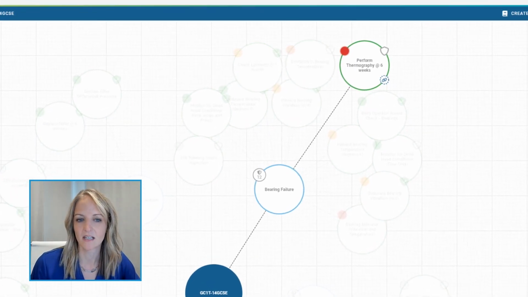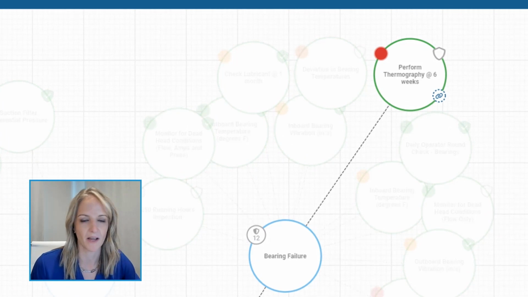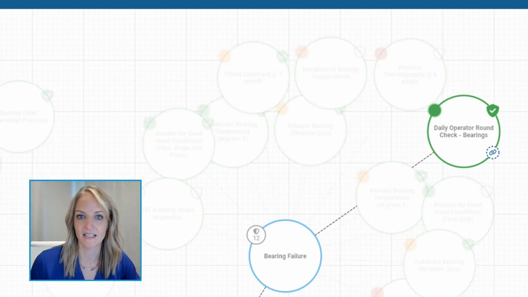Activity-based protections are any actions you take to maintain or collect information about the asset at a certain frequency. For example, performing thermography every 6 weeks or doing daily operator rounds checks. These are all activity-based protections. And usually this information is extracted from your list of PMs defined in EAM or from an electronic round solution where, again, you're collecting information every day about the asset condition.